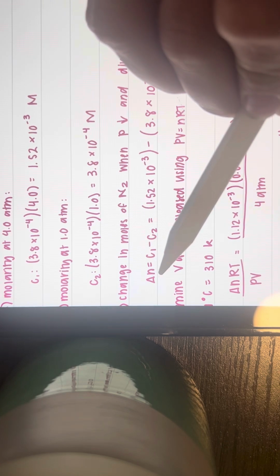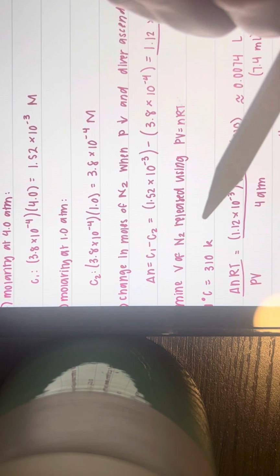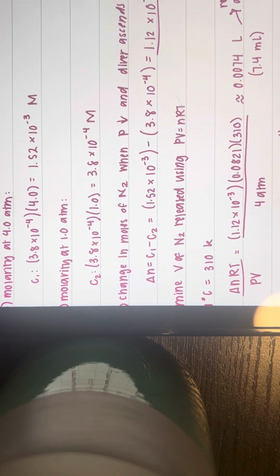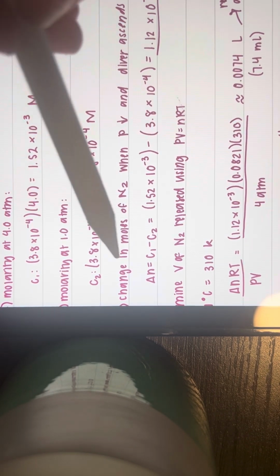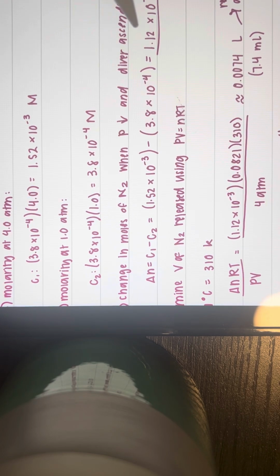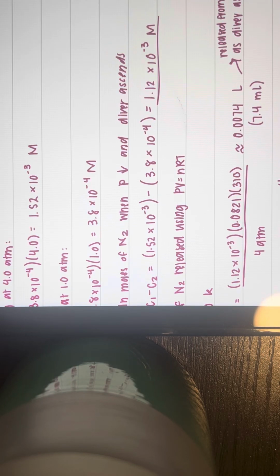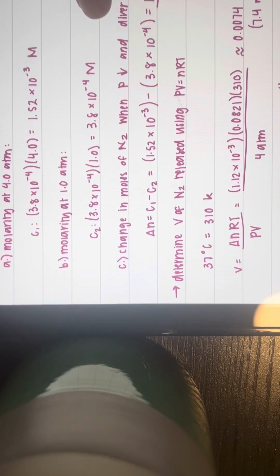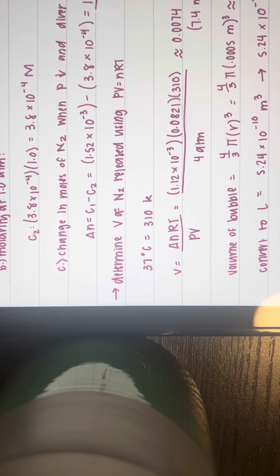So I know that change in moles, so I just put the delta to represent change, and then n to represent moles. And then I did the number we got up here minus this number to get us our change of 1.12 times 10 to the negative third molarity. And then the next step was to determine the volume of N2 released by using the ideal gas law.